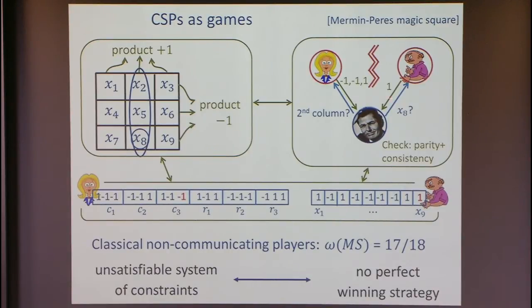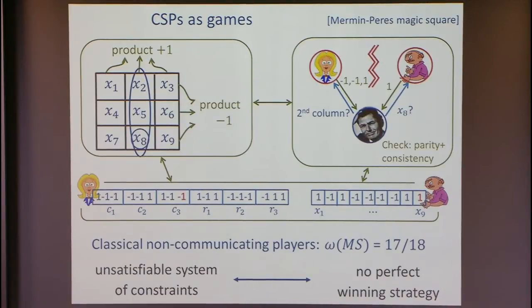And the reason it's not 1 is because the system of constraints was not satisfiable. This is something that happens in general. I could have started from any CSP, make it into a game, and you have a nice correspondence in between. Well, if the system of constraints had been satisfiable, then it would be clear that you can win my game with probability 1, right? Just find an assignment that satisfies all the constraints and always answer consistently according to that fixed assignment.